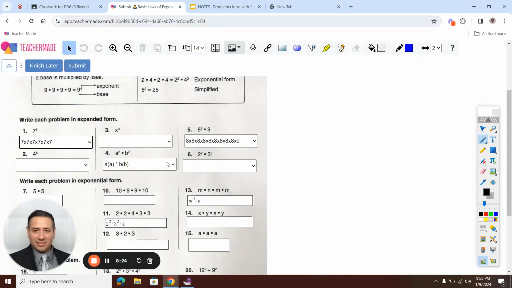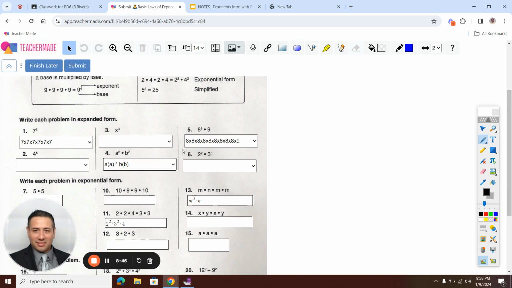Now, which one did I put? I put this one, the parenthesis one, a times a. This one here is multiplying 2 times a. No, the letter number tells you how many times to multiply the letter to itself. The variable a times a twice. This one b times b. So that's why that's the answer.